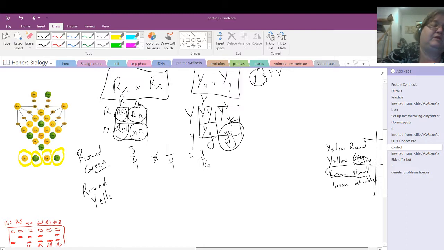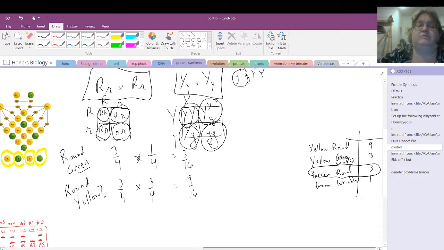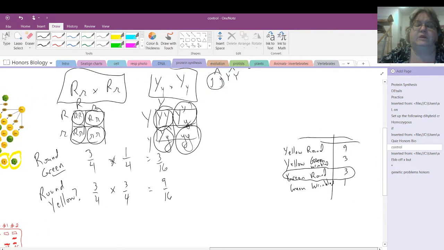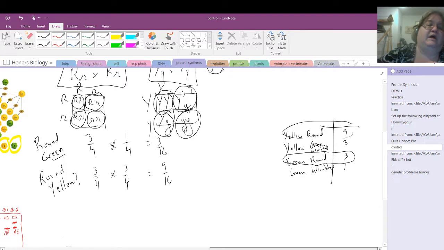Not convinced yet? Well, what's the chance of getting a round, yellow? Well, what's the chance of getting a round? 3/4. What's the chance of getting yellow? Big Y, that's yellow. Big Y, that's yellow. Big Y, that's yellow. 3/4. 3/4 times 3/4, 9 out of 16. Well, looky there. And let's keep going.